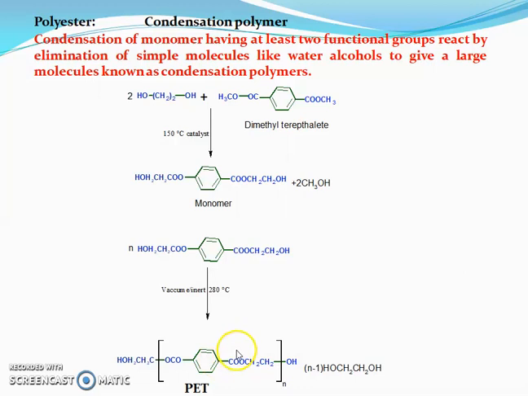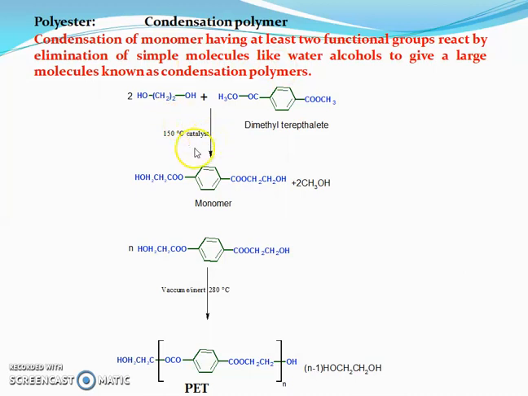Now, the first polymer we have is polyester. Polyester is a condensation type of polymer. These polymers can be prepared by the condensation of monomers having at least two functional groups. They can react by elimination of water molecules.